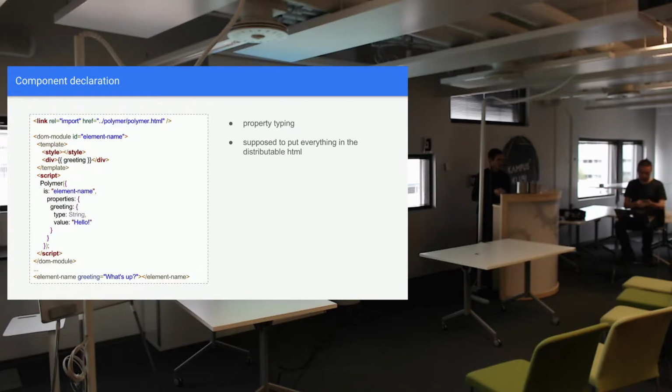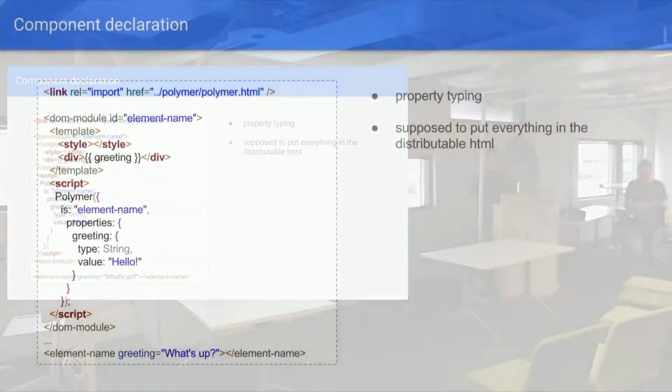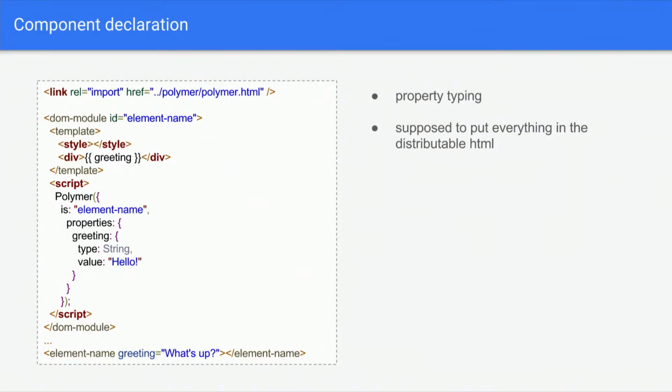So a little bit of code now. Components declaration, and again, we're talking about Polymer 1 here. We didn't try Polymer 2. Yeah. We don't say that. Sorry. And basically, you declare a DOM module.